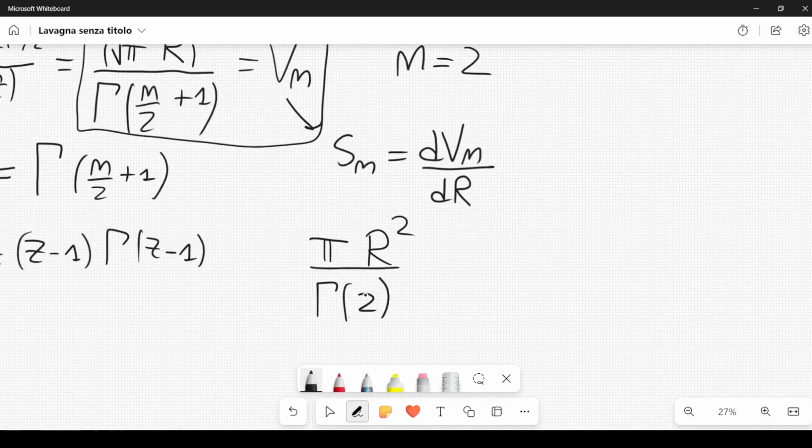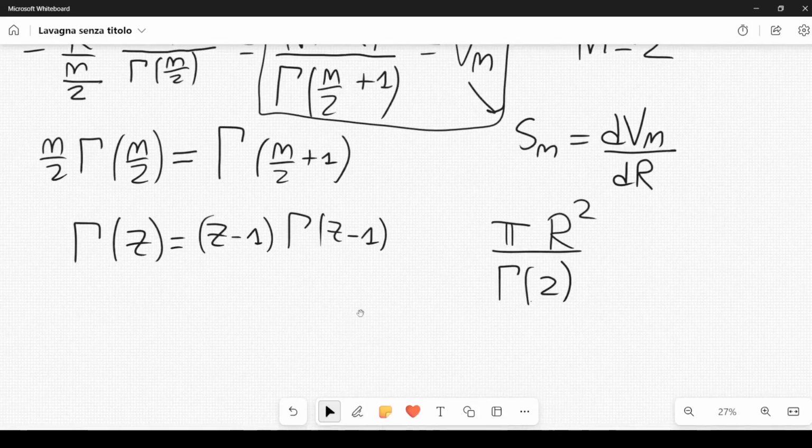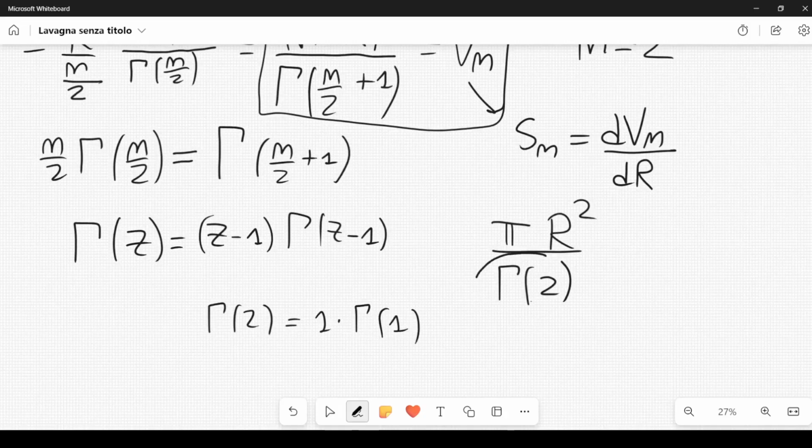So you have gamma of 2. And by using this property one more time, gamma of 2 can be written as 1 times gamma of 1. Therefore, this is equal to gamma of 1. But gamma of 1 is just equal to 1. It is something that it is possible to show. I'm not going to waste any time on that. So this is equal to 1, and therefore the volume of a two-sphere, or a two-dimensional sphere, is equal to pi r squared, which is just the area of the circle. It's quite easy to check.